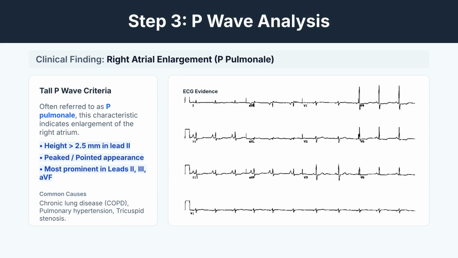Right atrial enlargement, or P pulmonale, is characterized by tall, peaked P waves, typically greater than 2.5 mm in height in lead 2, and often seen in leads 2, 3, and AVF. Common causes include chronic lung disease.